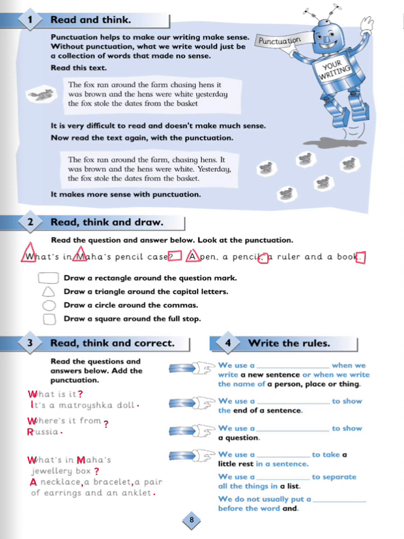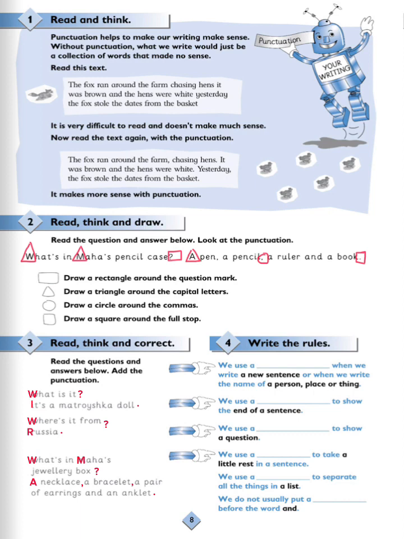Now, after we added the punctuation, let's read the questions. What is it? It's a matryoshka doll. Where is it from? Russia. What's in Maha's jewelry box? A necklace, a bracelet, a pair of earrings, and an anklet.